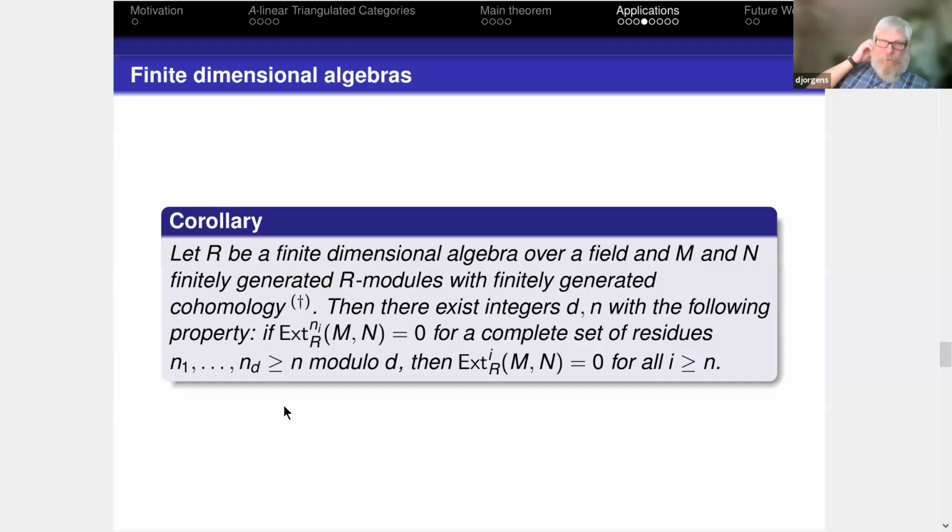Then the conclusion is there exist integers d and n with the following property. If Ext^n_i(M,N) is 0 for a complete set of residues n1 through nd, all greater than or equal to n, modulo d, then all the higher Ext's are also 0.